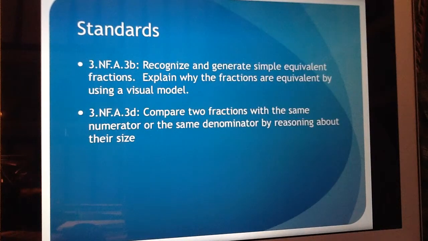The standards for this lesson are 3.NF.A.3b, which is recognize and generate simple equivalent fractions and explain why the fractions are equivalent by using a visual model. The other standard is 3.NF.A.3d, compare two fractions with the same numerator or the same denominator by reasoning about their size.